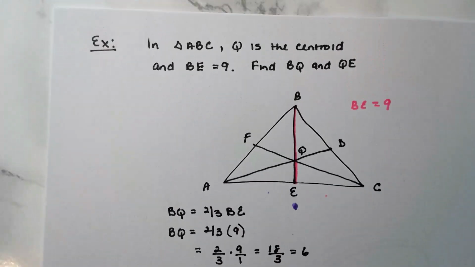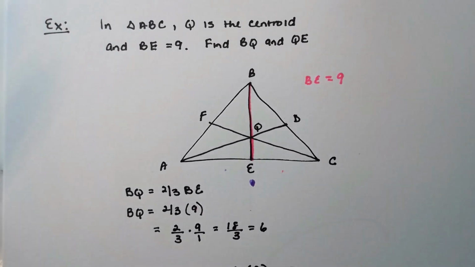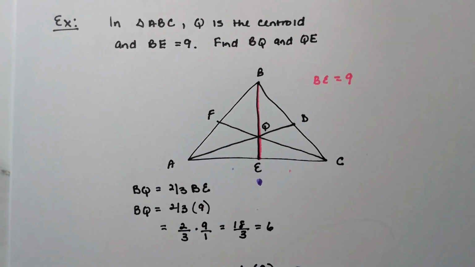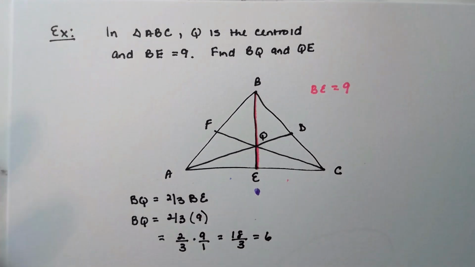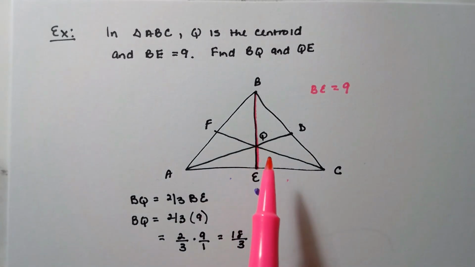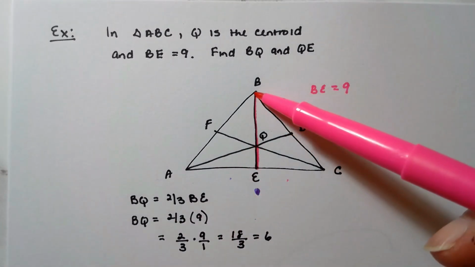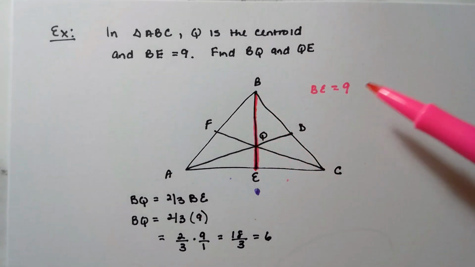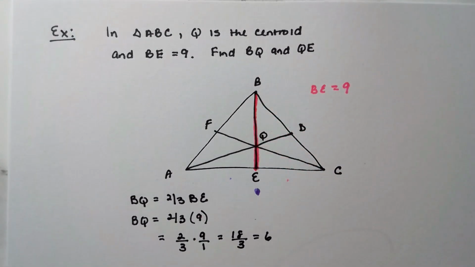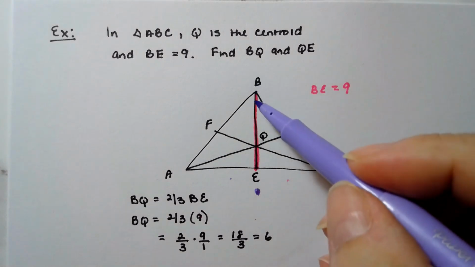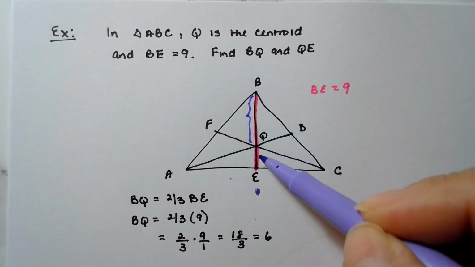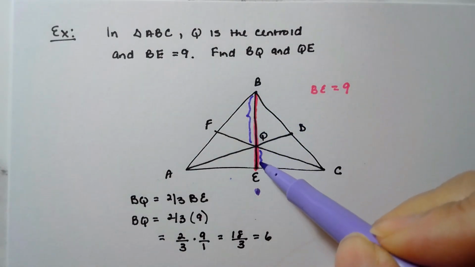For example, this is I think example 1 from your book. And by the way, this starts on page 333 in your book. Okay, so it says in triangle ABC, so they're giving you a picture. Q is the centroid and BE is 9. So I know that this whole thing, B to E, is 9. They want you to find BQ, this piece here, and they want you to find this little piece here.